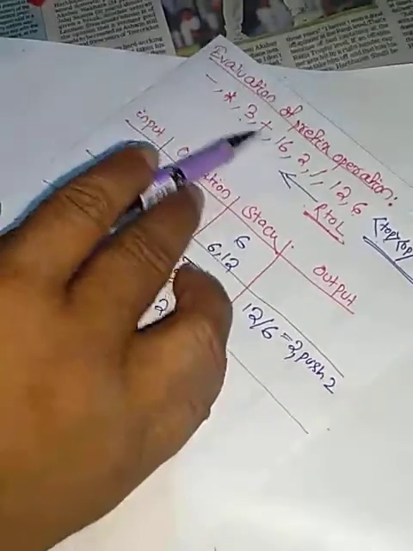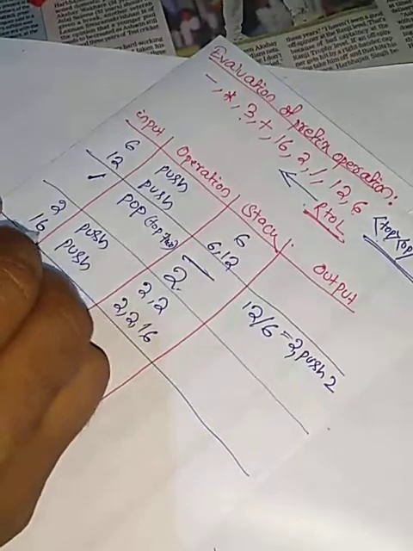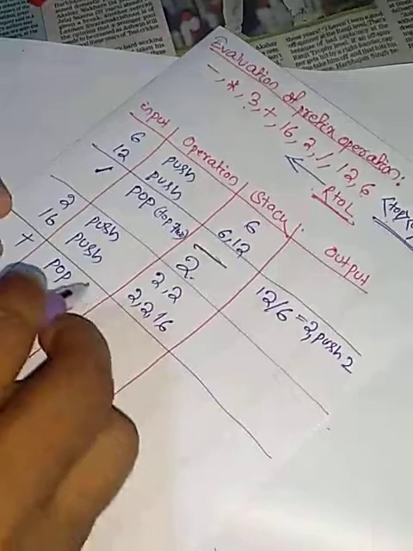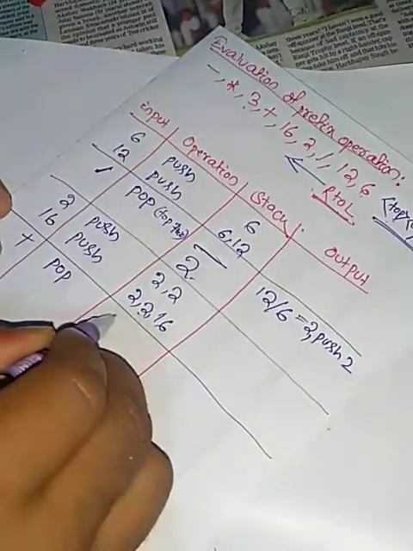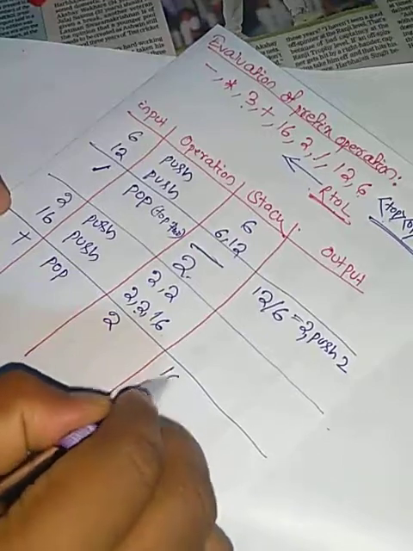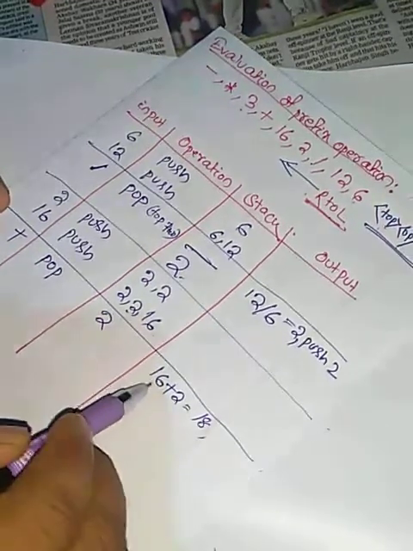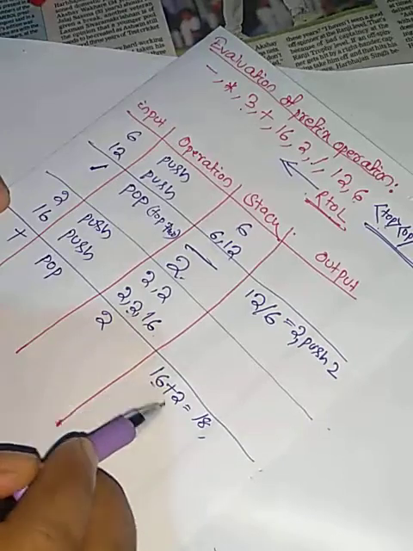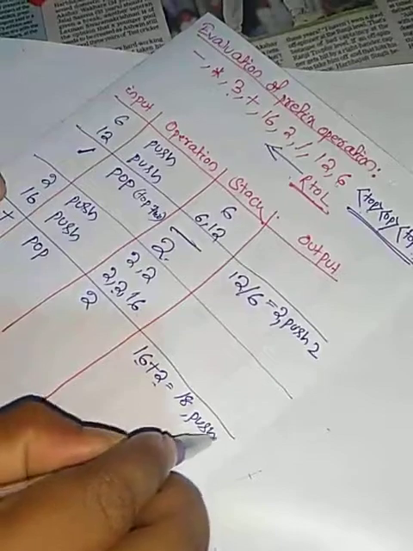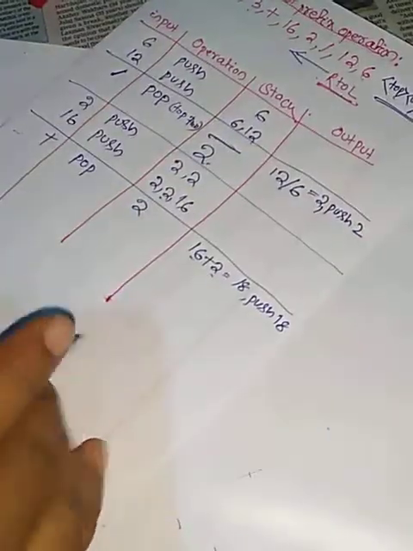So now we encounter another operator, plus. So whenever plus comes, we have to pop top two elements. Pop top two elements. So 2 and 16 will be popped. What is remaining? 2 remaining. Then the operation will be 16 plus 2 equal to 18. So 16 is top and 2 is top minus 1. So operation push 18. So 18 will be pushed to the stack.